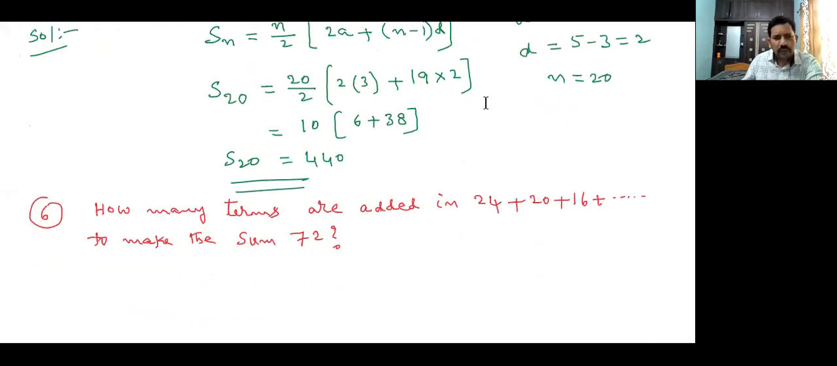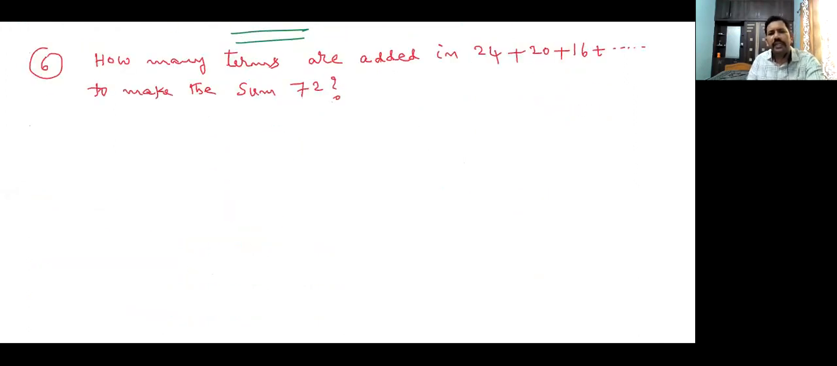Now I am going to the sixth question. How many terms are added in the series to make the sum 72? The sum of the terms is given as 72. That means the sum of n terms, for suppose, I am taking 72. What is the n value that is needed? Is it 5 terms, 10 terms, 20 terms, 30 terms? We don't know. We have to identify. First, see the series. What is the a value?